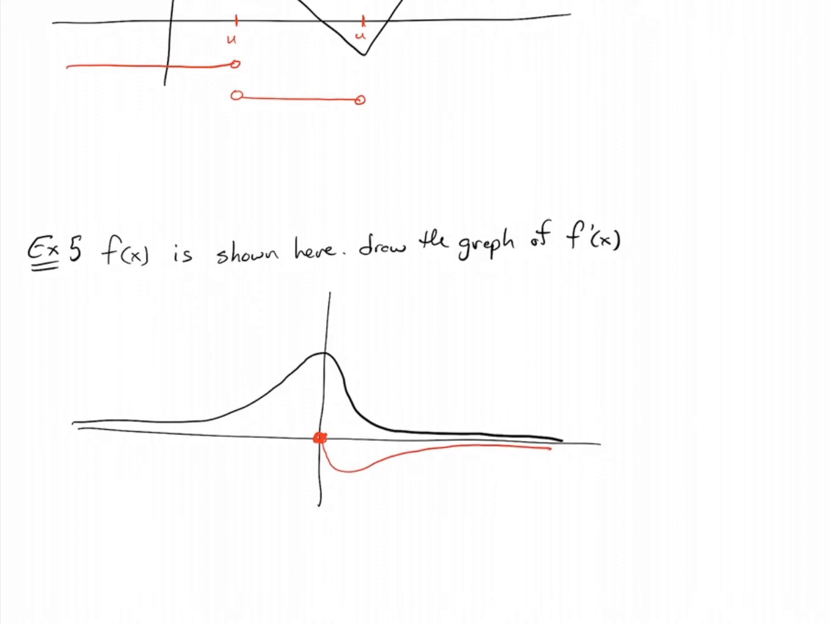And on the other side, the same thing's going to happen, but positive. Down here, the derivative is positive, but very small, very close to 0. And then it's going to get steep for a bit and then go back to 0. So it's going to be positive, and it's going to look roughly like that.